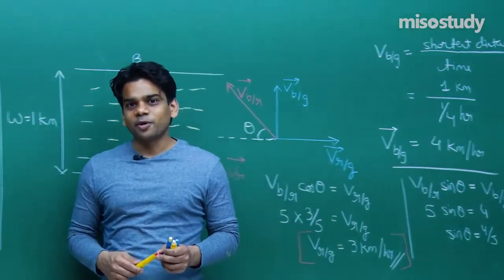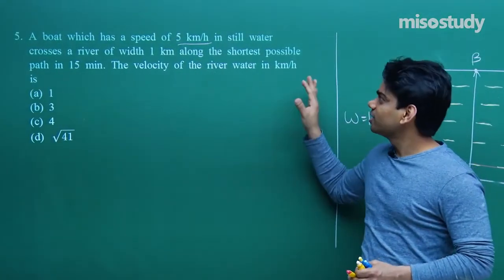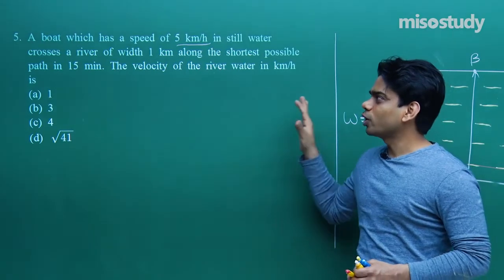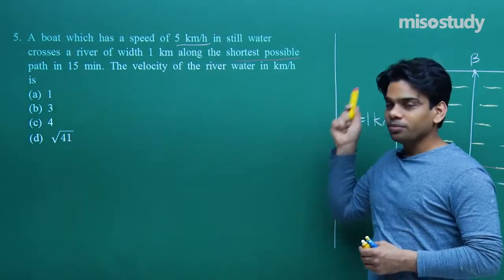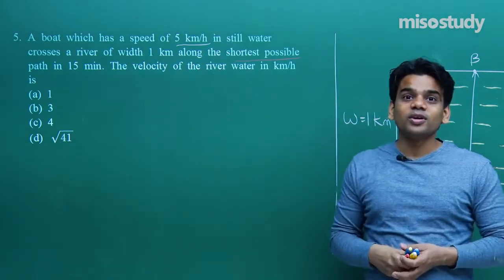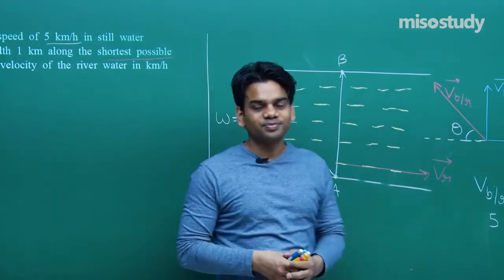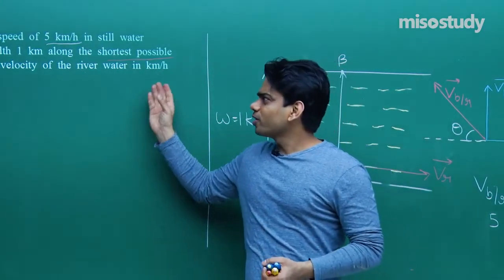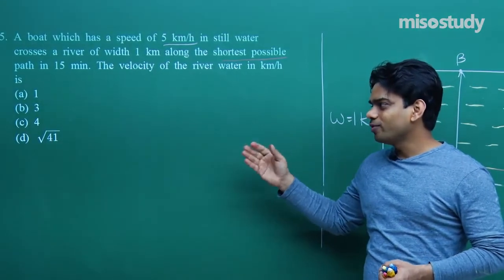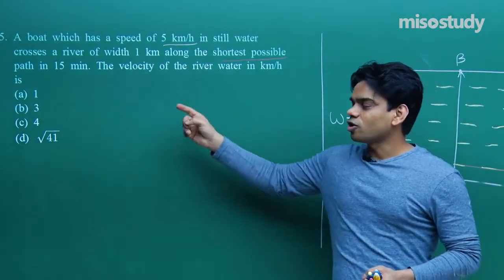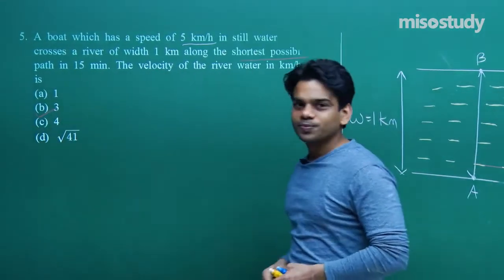Once again, read this statement of this question. A boat which has a speed of 5 km per hour in still water crosses a river of width 1 km along the shortest possible path. This shortest possible path has got a meaning because the boat has to be driven along this direction. The velocity of the river water in km per hour is option A 1, B 3, C 4, D root 41 km per hour. That is option number B is the right answer, as we went through with proper approach.